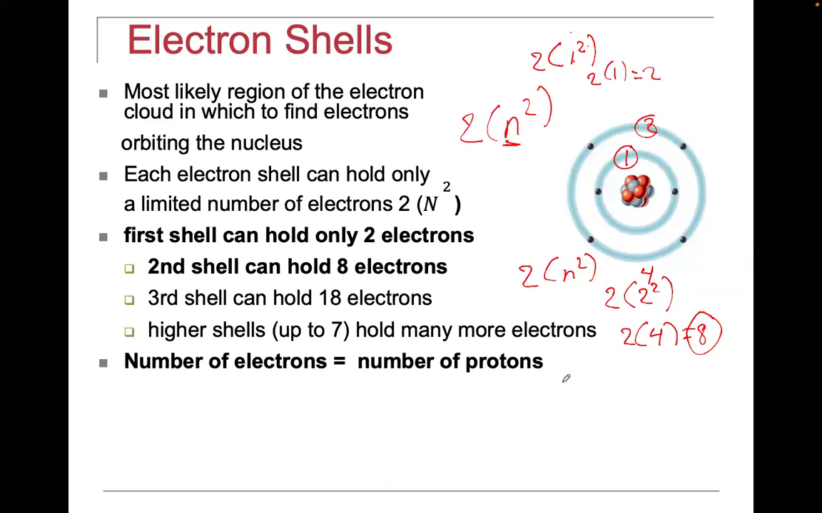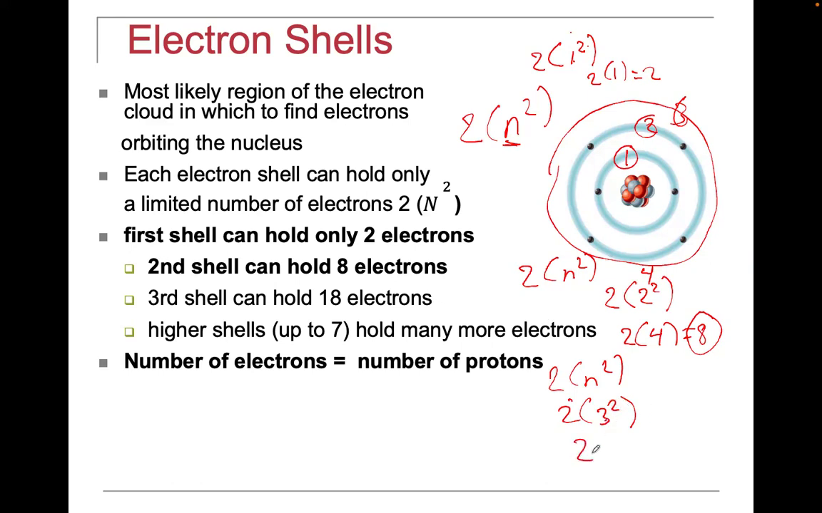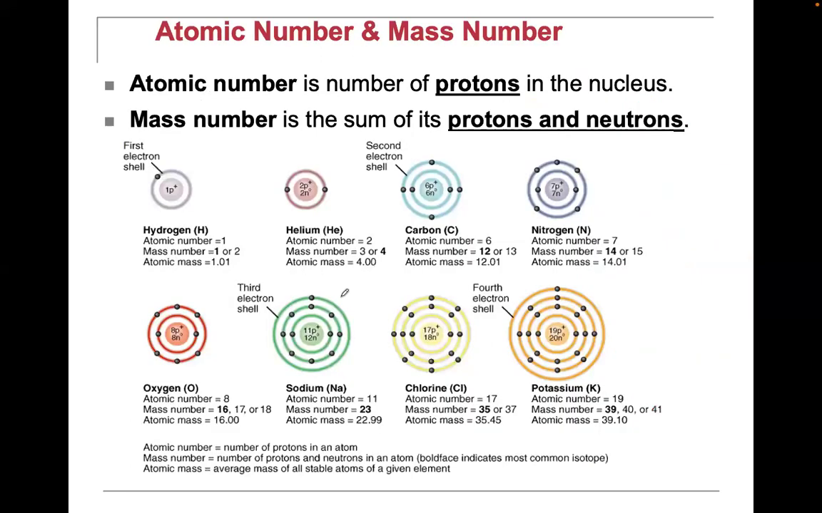If we're talking about a third layer, if we're adding a third shell, we do the same thing, 2n squared, now we're doing 3 squared. What's 3 times 3? It's 9. So now we're doing 2 times 9, which is 18. So the third shell can hold 18 electrons.